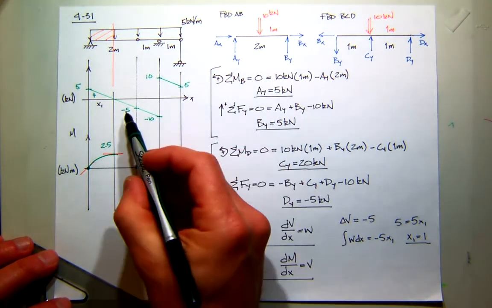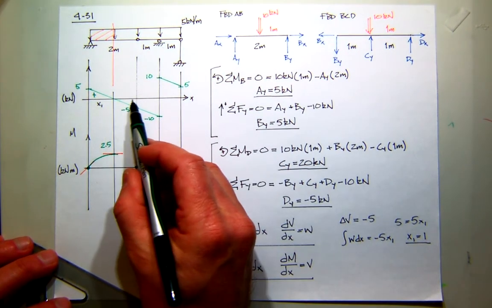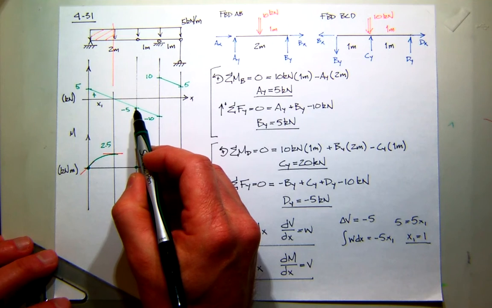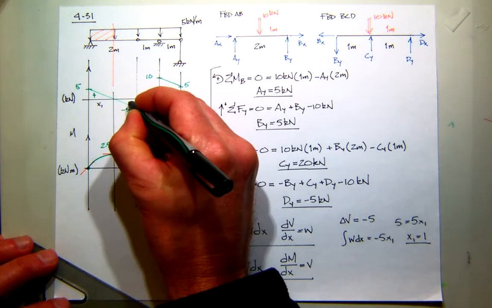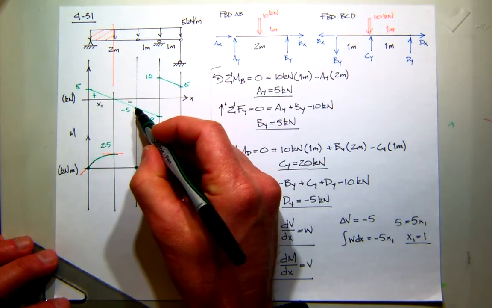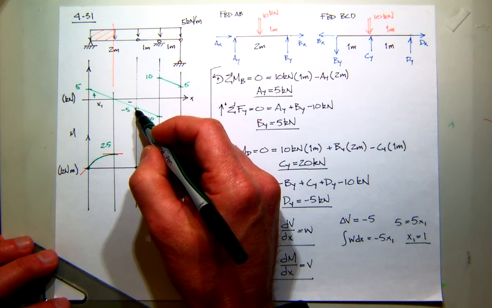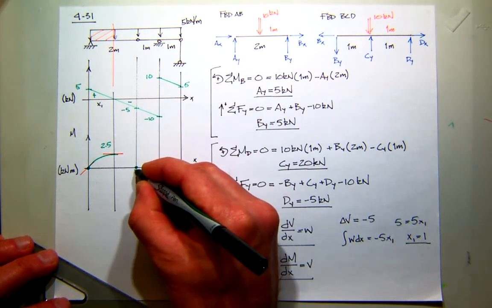Now we go over the next segment, which is here. And what do we get? Well, the area of this curve is negative. It's a triangle. 1/2 base times height is negative 2.5. So that brings us to 0. Yay.